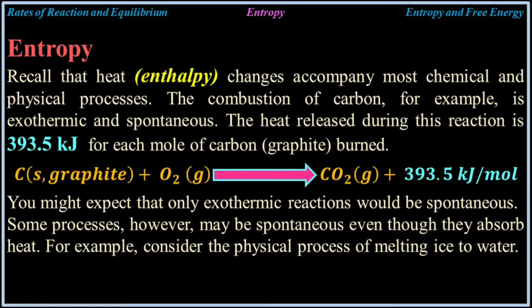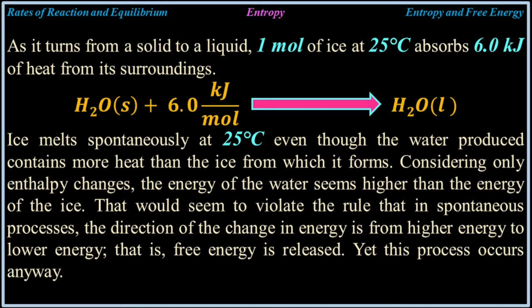For example, consider the physical process of melting ice to water. How could that possibly occur? It is not exothermic. As it turns from a solid to a liquid, 1 mole of ice at 25 degrees Celsius absorbs 6.0 kilojoules of heat from its surroundings. Ice melts spontaneously at 25 degrees Celsius, even though the water produced contains more heat than the ice from which it forms. Considering only enthalpy changes, the energy of the water seems higher than the energy of the ice.